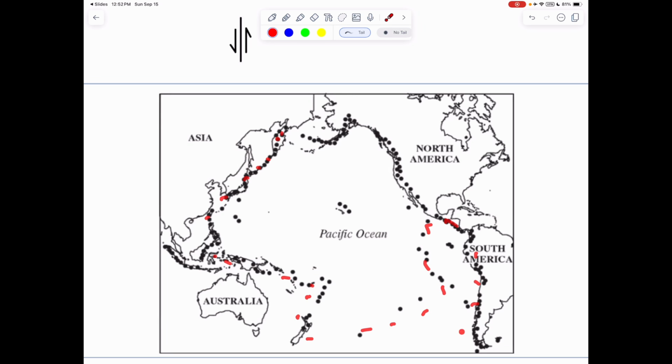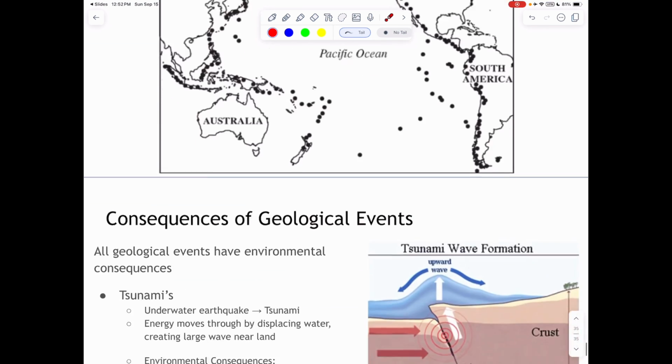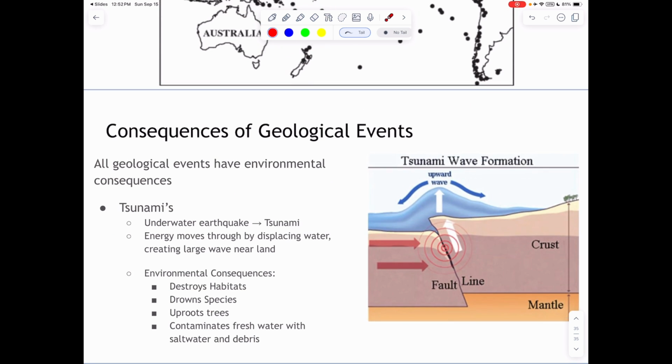All right, so I want to remind you that all of these dots here represent geological events. And we have to remind ourselves that these have major consequences for the environment. So every time one of these happens, it can have a large impact on the environment around it, especially when we have earthquakes. Tsunamis are formed due to an underwater earthquake. So the crust here is going to all of a sudden break and shift, and that's going to release a lot of energy. This is going to create waves that are going to crash when they hit the continent.